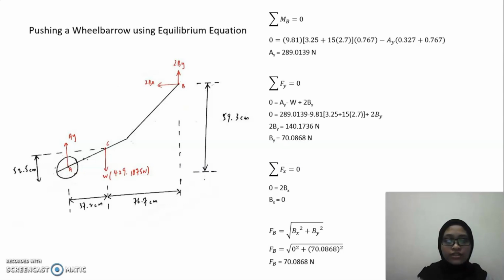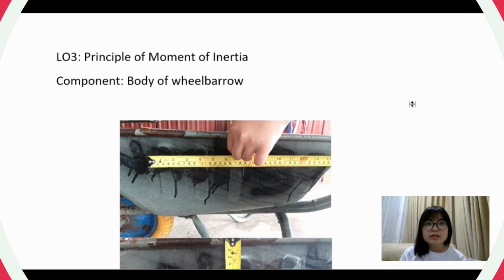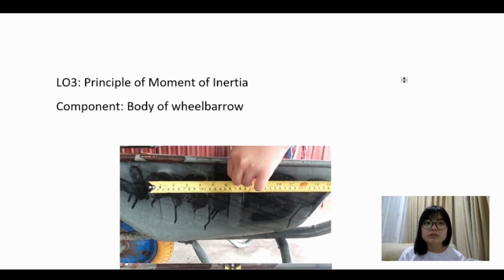So for the horizontal force Fx, we can see that only Bx is acting on the horizontal side. So from that, we know that the value of Bx is equal to 0. And lastly, to determine the value of the force at point B, we substitute the values of Bx and By into the formula and get the value of Fb is equal to 70.0868 Newton.